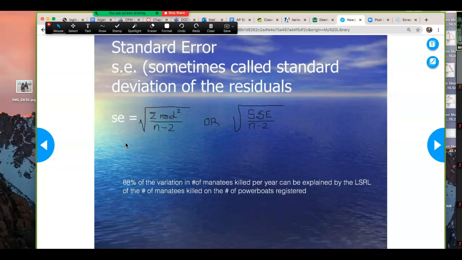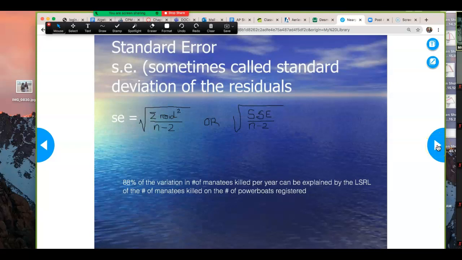So if we have a large standard deviation, we have a lot of error. If we have a small standard deviation, we have small error. A lot of information here, so we're going to investigate all these things right now.